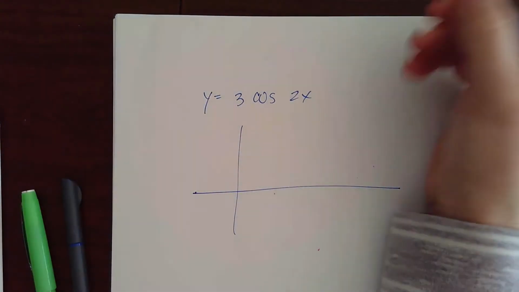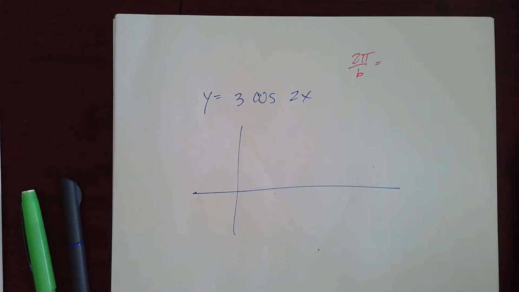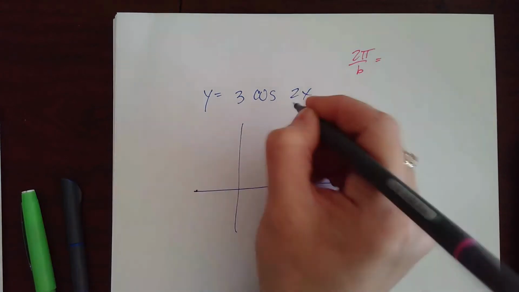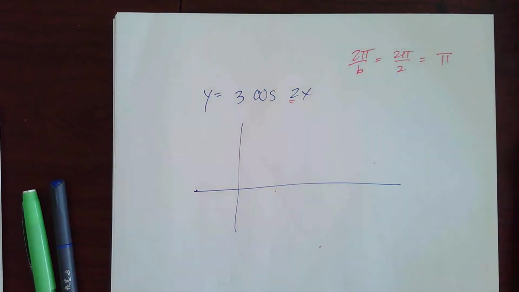First step, if you remember, find the period. So 2 pi over b. What number is b in this problem? If you answered 2, you are correct. So 2 pi over 2 reduces to pi.